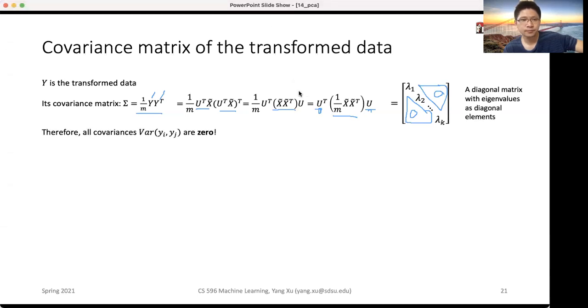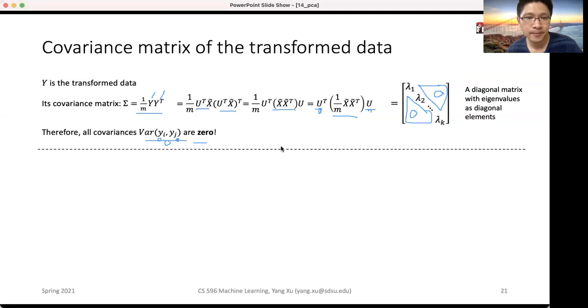So the covariance between all those values in different dimensions is zero, which means the features are independent. The i-th feature is not related to the j-th feature at all in this projected new space. So that is a second advantage that we can get from the PCA analysis.